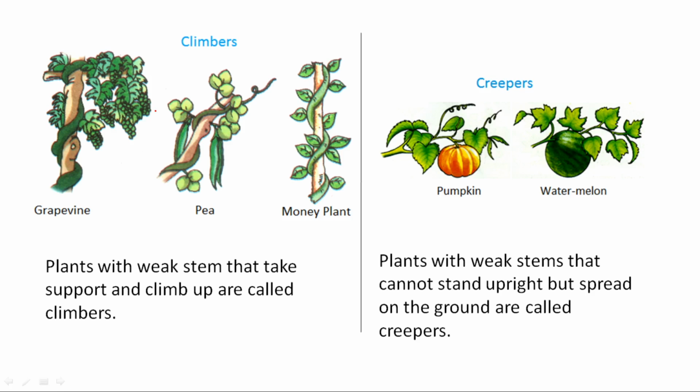Next, apart from herbs, shrubs and trees, there are other types of plants. Okay, these are climbers and creepers. From climbers, you remember that term. What is that? Climb.